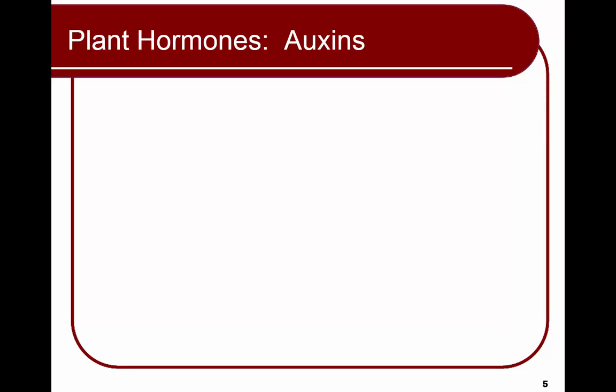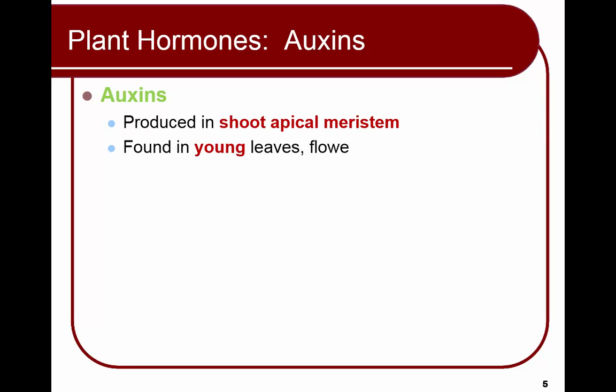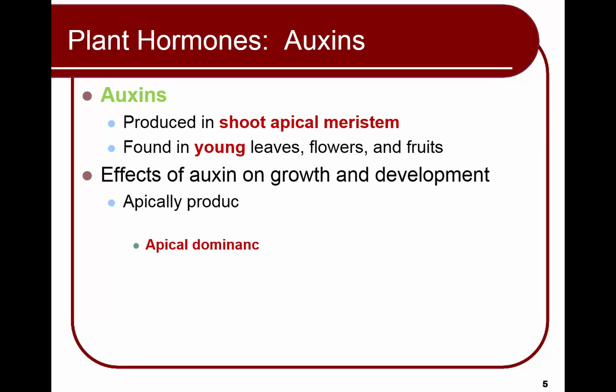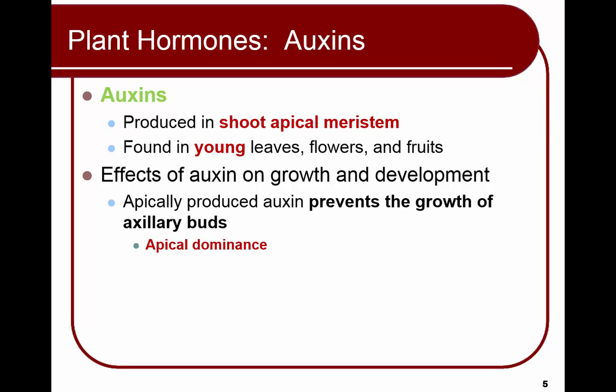The first hormone we're going to look at is auxin, and auxins promote apical dominance. They are produced in the shoot apical meristem, and they're going to cause growth upward at the tip of the plant. And we find these in young leaves and flowers and fruits. Now, what does it do? It prevents the growth of axillary buds so that you have that apical dominance. The terminal bud produces the new growth instead of the axillary buds. This is why people will prune their plants to cause more apical growth.